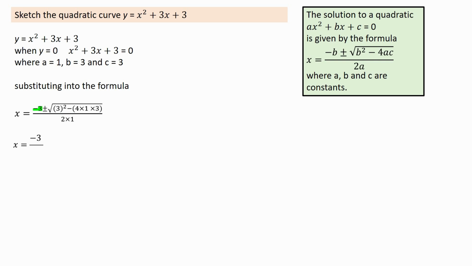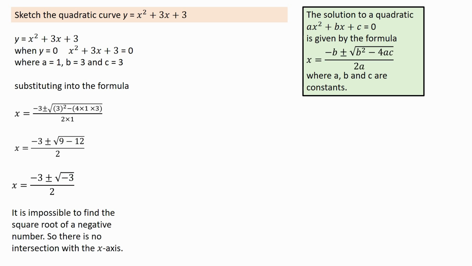Simplify by evaluating the brackets first. 3 squared gives 9, and 4 times 1 times 3 gives 12. And finally, the denominator is 2. The square root of 9 minus 12 is the same as the square root of negative 3. Since it is impossible to find the square root of a negative number, values of x cannot be found. Therefore, there are no x-intercepts.